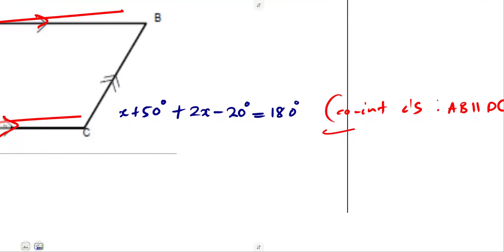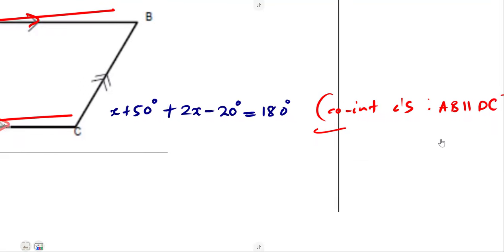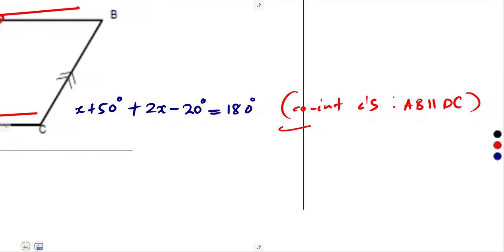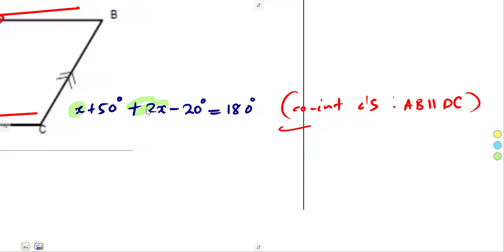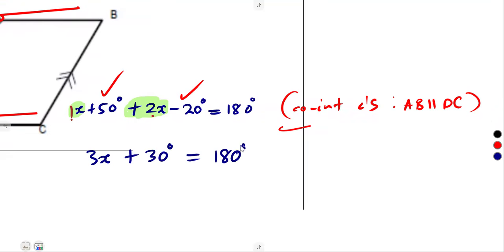So thus, we have formed an equation where we can solve for what? Where we can solve for x. So let us collect our like terms. There is x here. There is 2x. These are like terms. So that's 1x plus 2x, which is 3x. You add the numbers, 50 minus 20, which is 30. So 3x plus 30 is equal to 180 degrees.